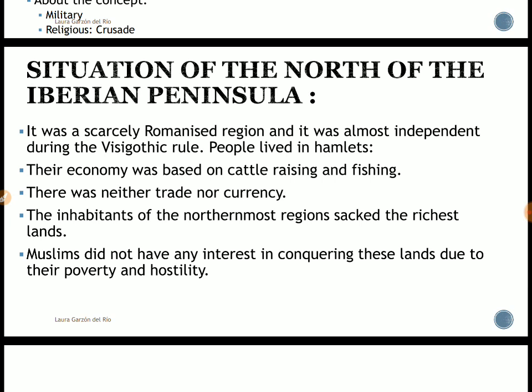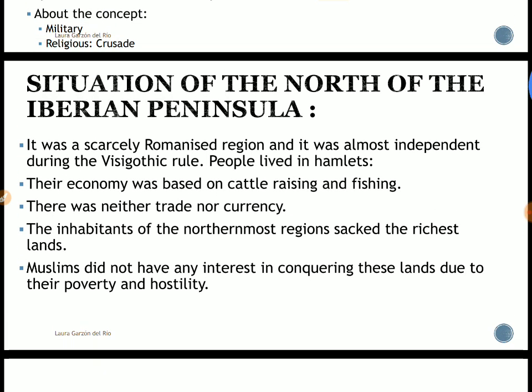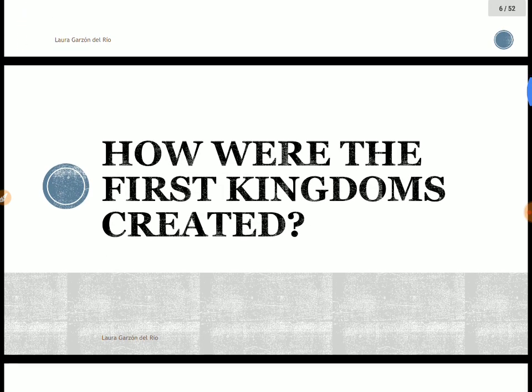Their inhabitants sacked the richest lands, etc. The Muslims, after the Battle of Covadonga, don't have any interest in conquering these lands due to their poverty and hostility. So that is why they are not going to try to conquer them anymore.